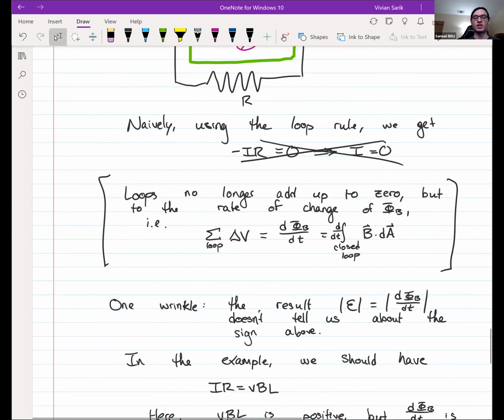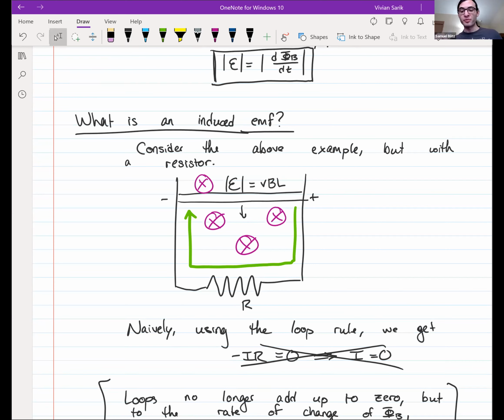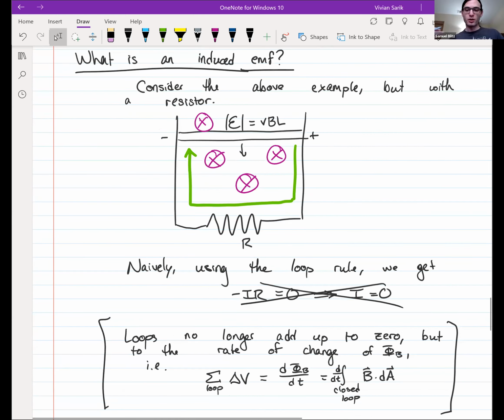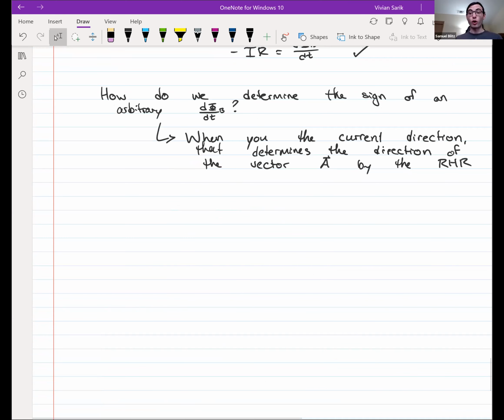So when you guess the current direction, that direction that you chose determines the direction of the area vector, A, by the right-hand rule. So if I determined that the positive direction, the positive circulation of this loop is clockwise, then the area vector that's associated with that positive direction of the loop points into the screen. And so that's how I could establish that the flux is positive, because the area vector points in the same direction as the magnetic field.